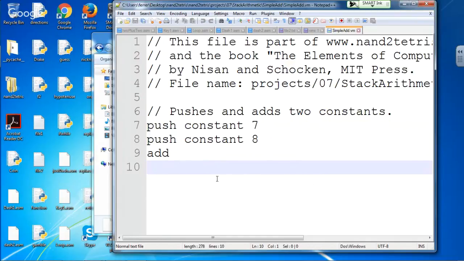Would you ever pop a constant? Does that make any sense? What do y'all think? Will we ever pop a constant? Want to know what it is?